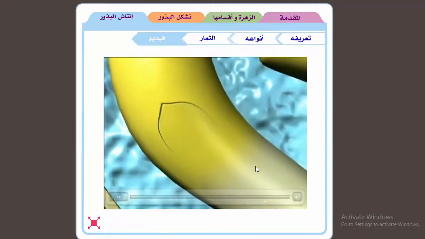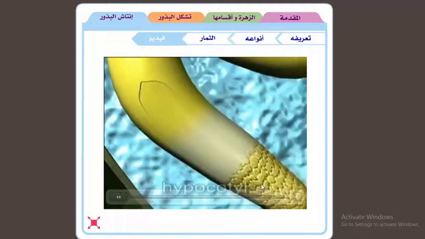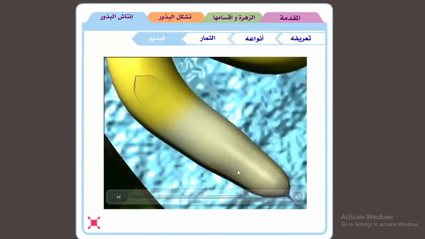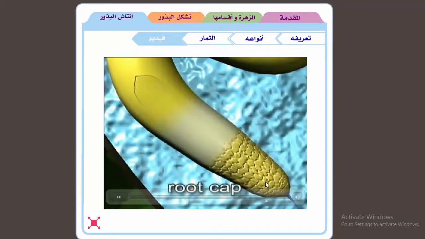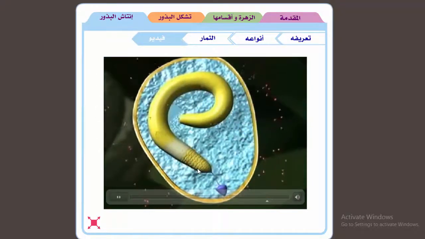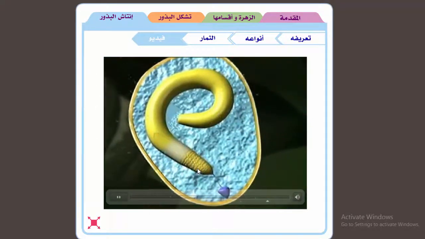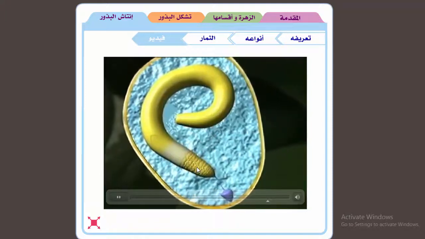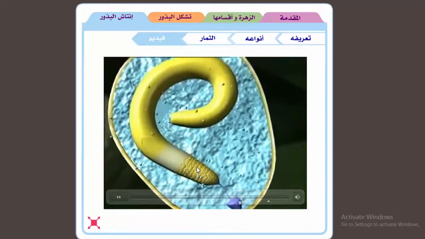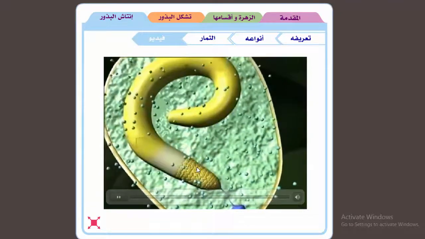Below this, there is a stem called the hypocotyl. At the base of the hypocotyl, there is a root. This is covered by a protective root cap. In most monocotyledons, nutrients now begin to accumulate within the endosperm. When nutrient accumulation is complete, much of the water is removed, and the embryo enters a state of dormancy.